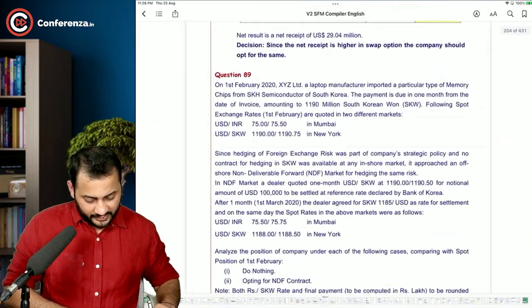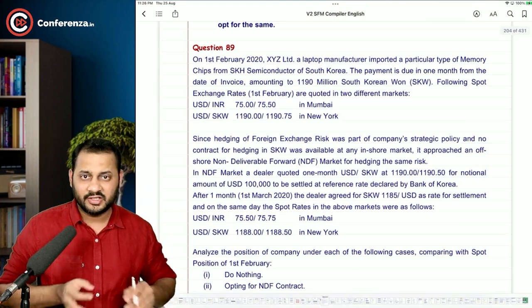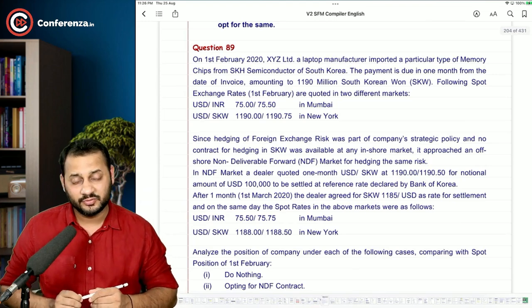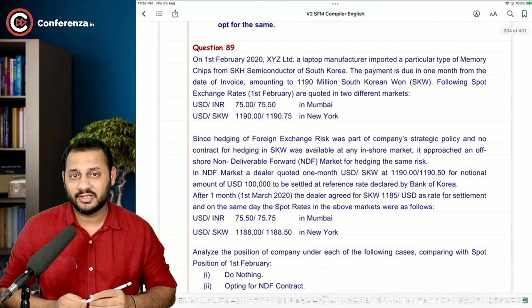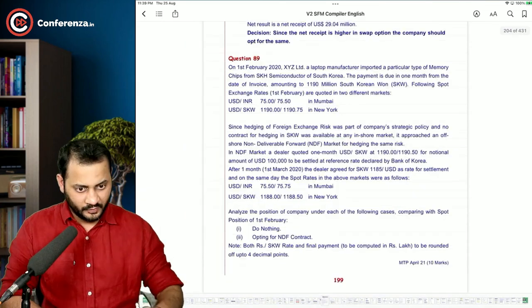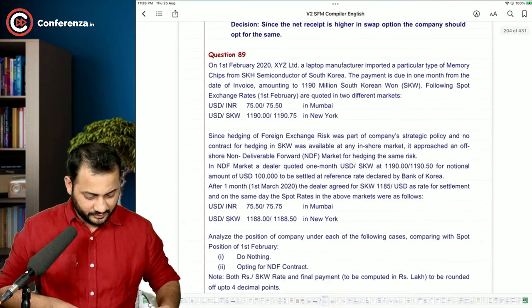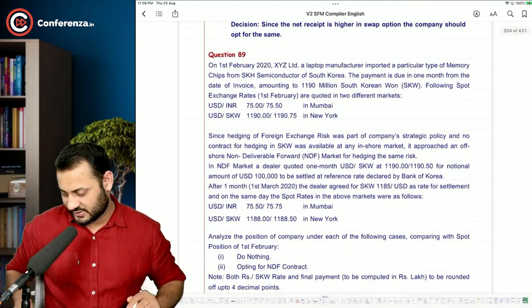This was question number 88, and the last question before starting the FEDI calculations or the FEDI rules, before discussing the FEDI rules. This is question number 89. Let's have a look at this. Okay, see, this is going to be the last question of this lecture.